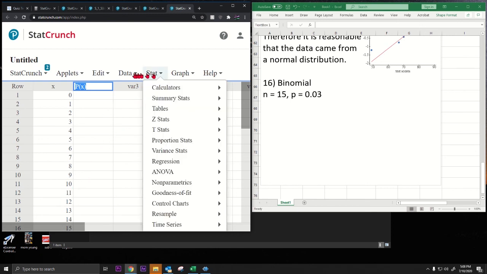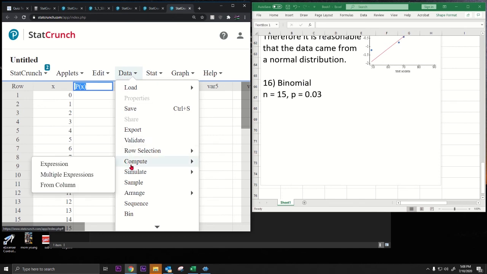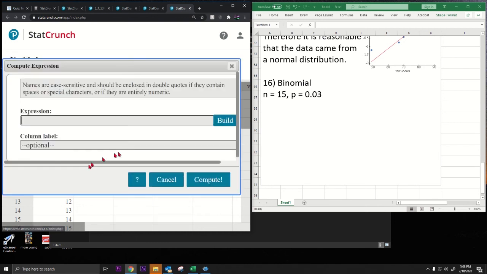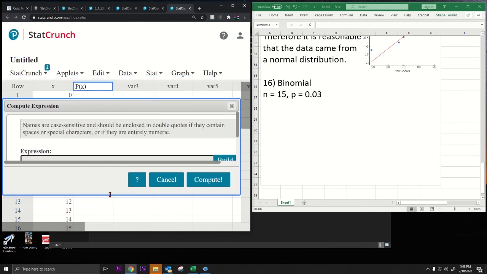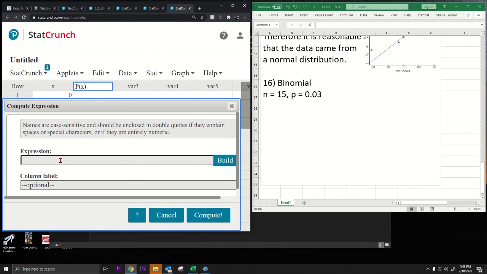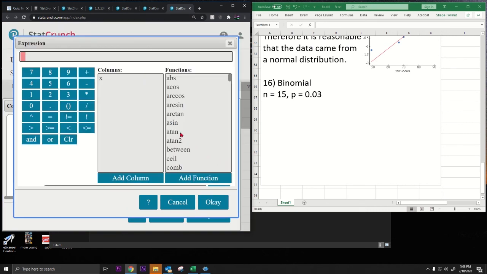Alright, so to do that, if I remember correctly, we went to compute. We're using our calculator, so that's in data, compute, expression. That's our calculator basically. And in here, I'm gonna say x. D binom, I think that's what it's called. I'll just go to builds to find it and put D.